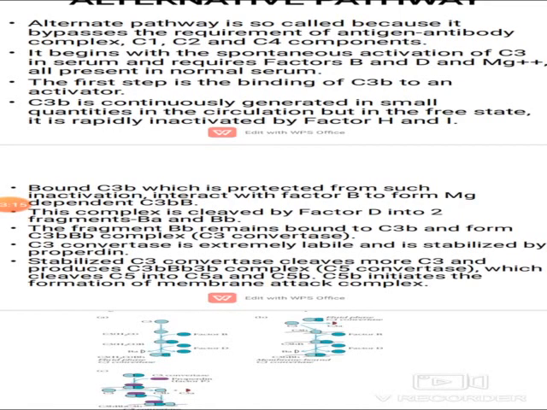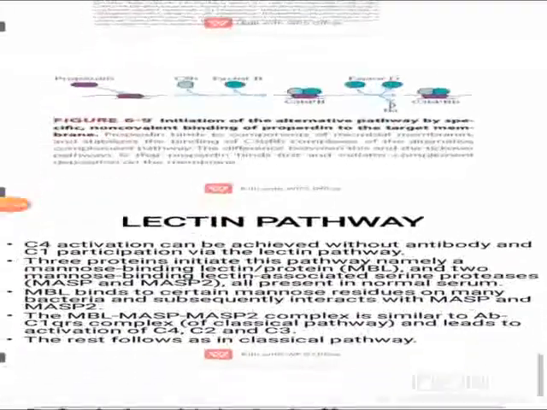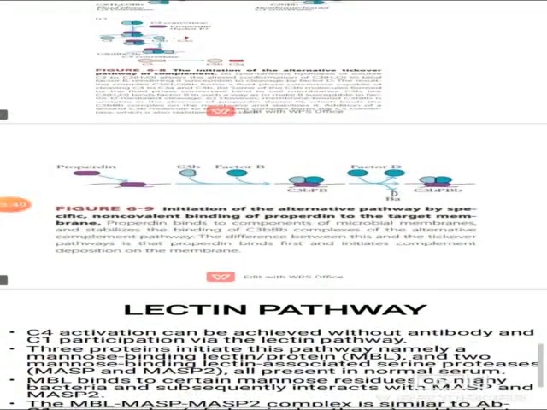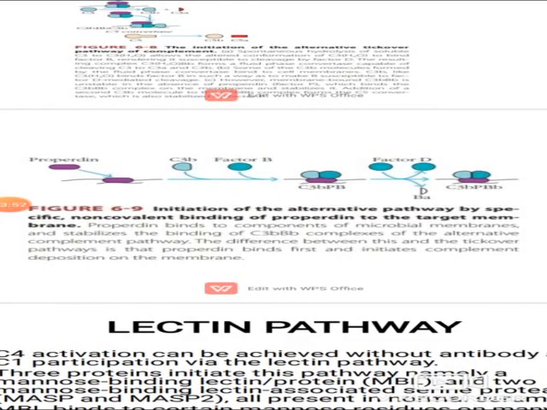C3 convertase is extremely labile and is stabilized by properdin. Stabilized C3 convertase cleaves more C3 and produces the C3bBb3b complex, which is also called C5 convertase, which cleaves C5 into C5a and C5b. Now you know what happens next, because we have already studied in the classical pathway that C5b initiates the formation of MAC, the so-called membrane attack complex. So this is the initiation of the alternative pathway by specific non-covalent binding of properdin to the target membrane.